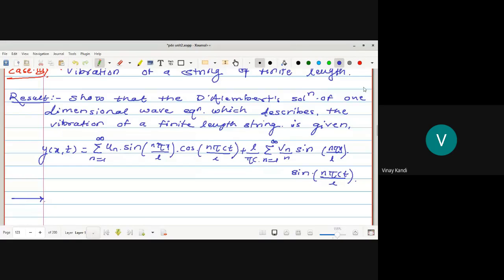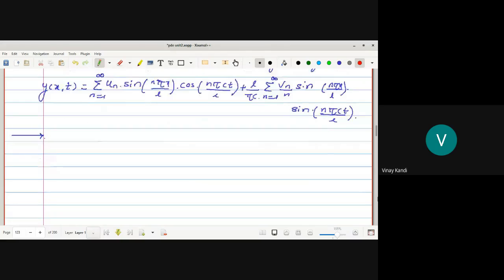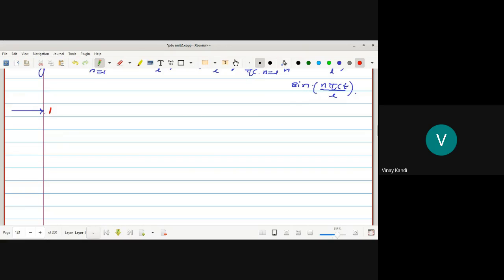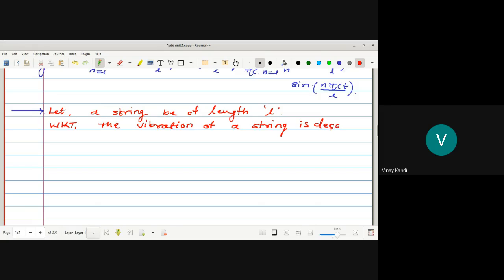Proof. Let a string be of length L. We know that the vibration of a string is described by... Okay, the first parts are the same.